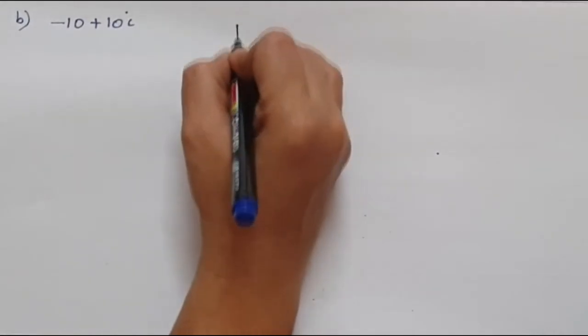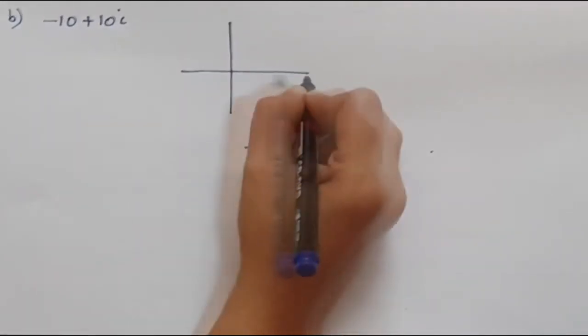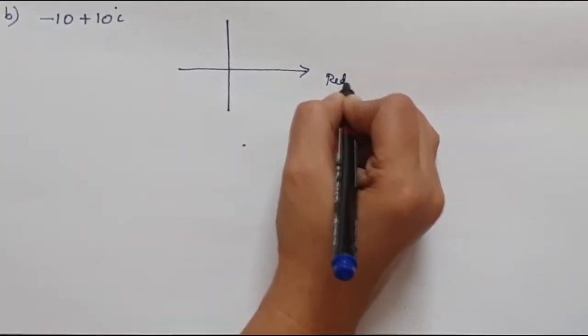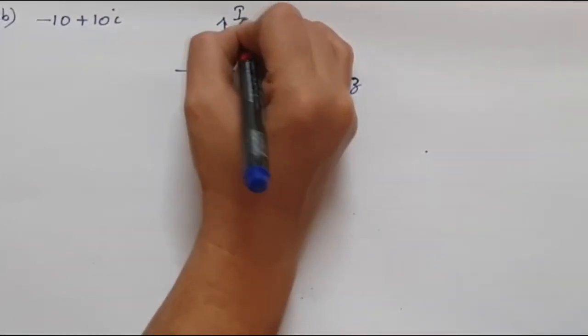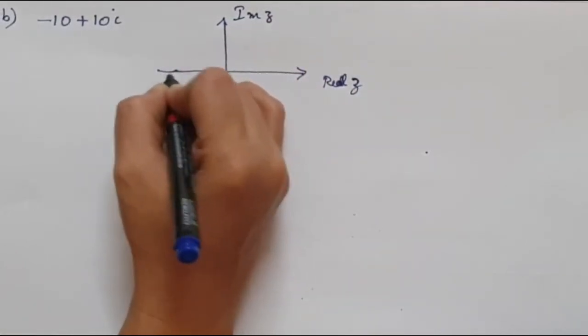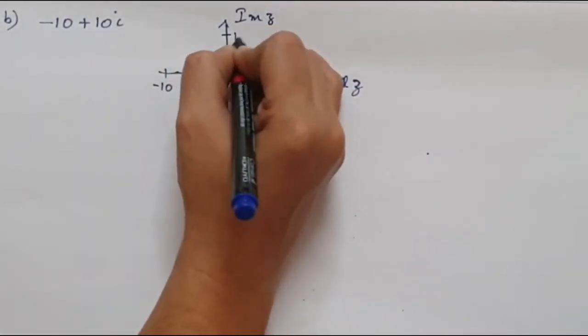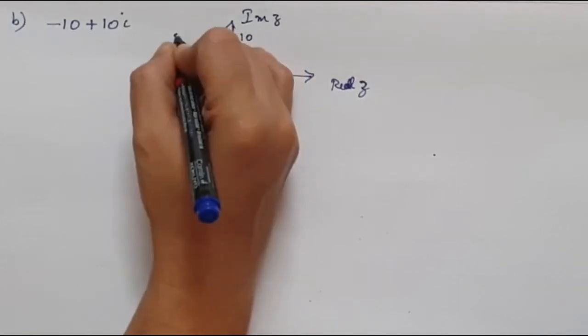Now we need to plot this in the Argand diagram. So this is the real axis, and this is the imaginary axis. So minus 10 will be over here and plus 10 will be over here. So this is the point.